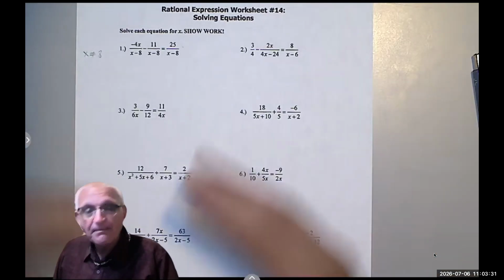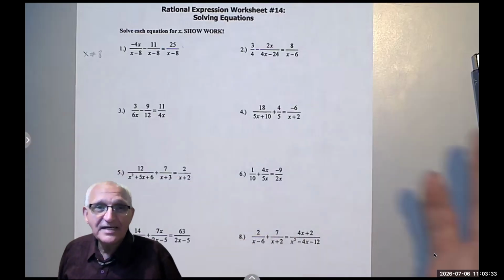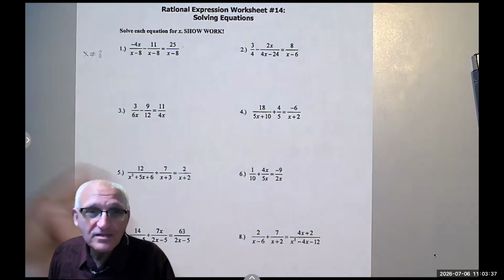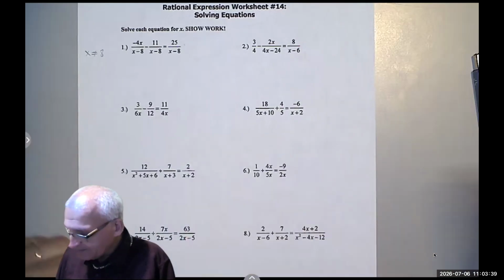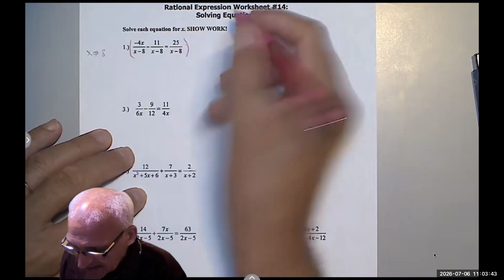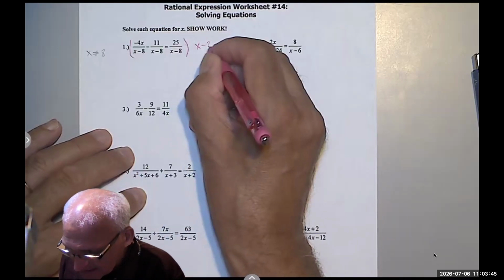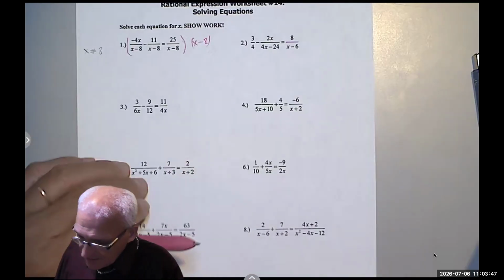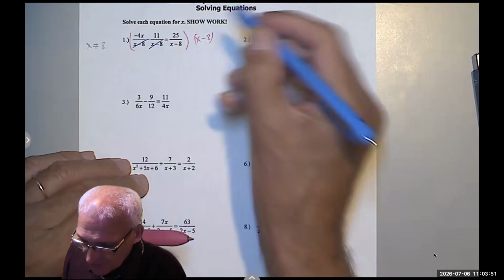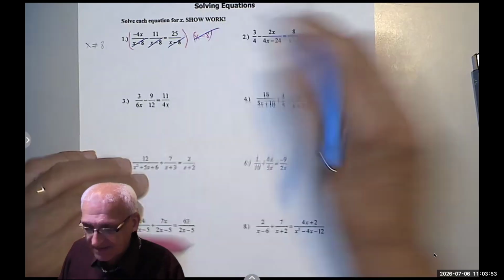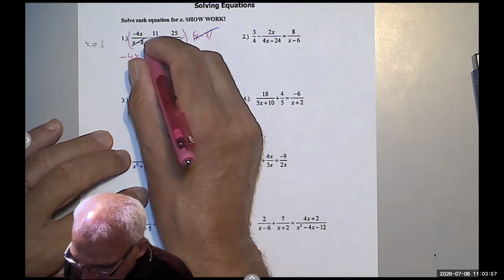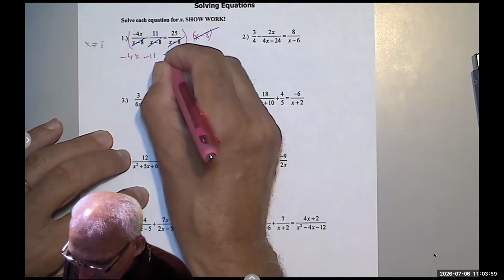Now, since I can multiply both sides by x minus 8, that's why I tell you can just ignore the denominator. I'm going to multiply both sides by x minus 8. So the x minus 8 simplifies with that, simplifies with that, and simplifies with that. And you get negative 4x minus 11 equals 25.